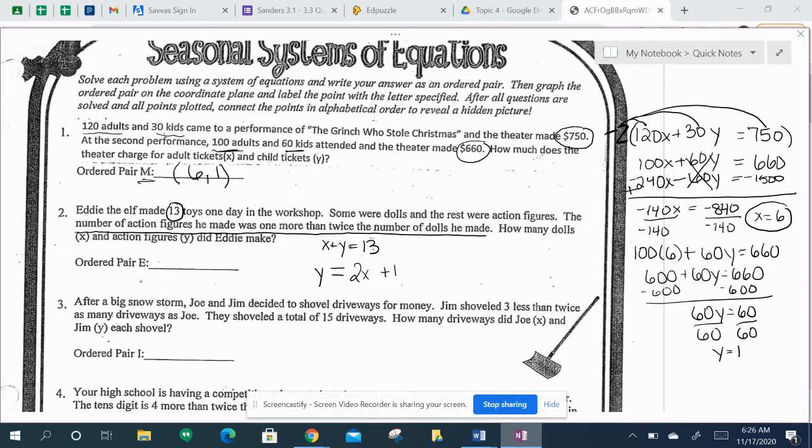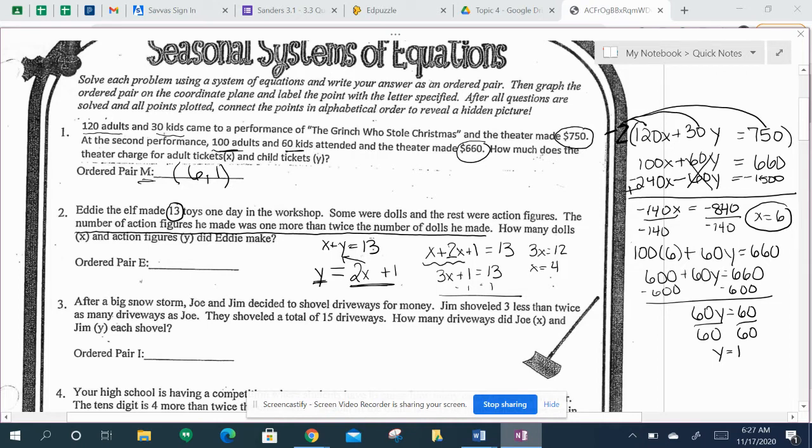This time, I don't know that I'm going to use the elimination method because I have one variable all by itself. So this looks like a good one for substitution. So since y means the same thing as 2x plus 1, I'm going to replace y in the first equation with 2x plus 1. So now I have x plus 2x plus 1 is equal to 13. Combining like terms, x plus 2x gives me 3x plus 1 is equal to 13. Subtracting 1, I get 3x is equal to 12, and dividing by 3, I get x is equal to 4.